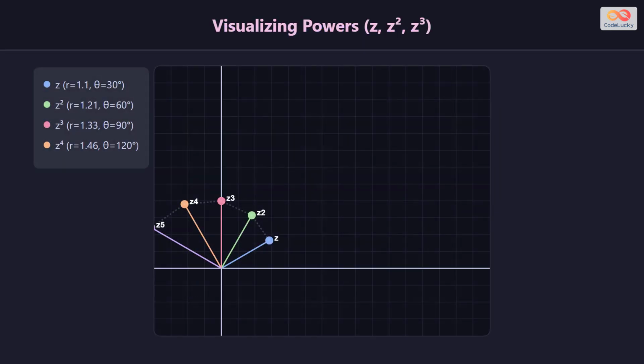Let's visualize this. If we start with a complex number z, squaring it rotates it further and stretches it. Cubing it rotates it even more. The points form a spiral outwards as the angle increases linearly and the radius increases exponentially.